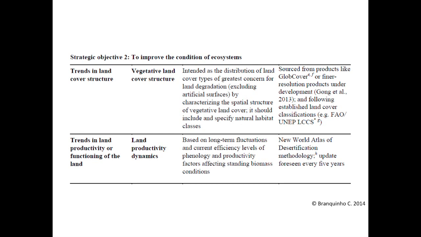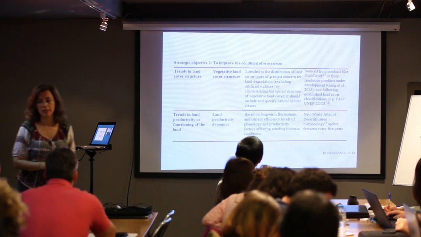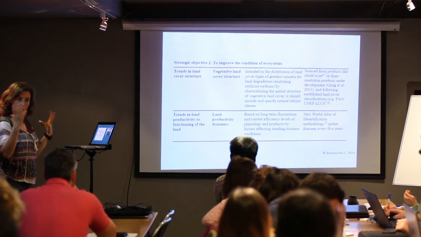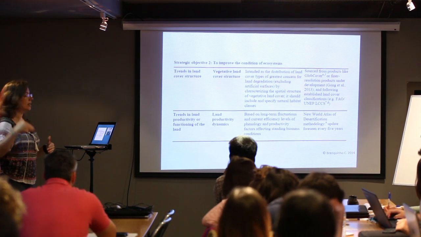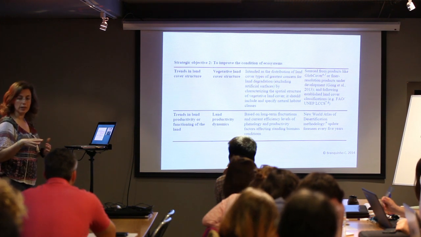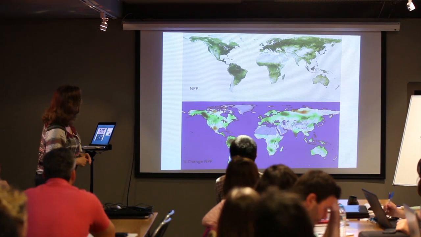And also the dynamics, so it's about the productivity. You can have those maps of NPP, so of net productivity, for example, at the world scale using satellite images, where you can also address when there's a big change, for example, in deforestation and everything. So those are the maps that have been used at the world level.